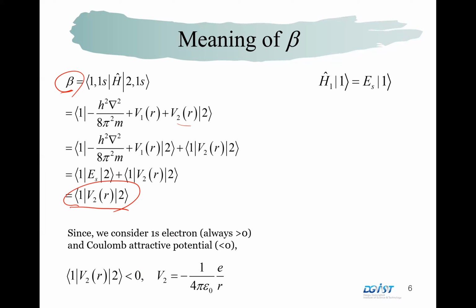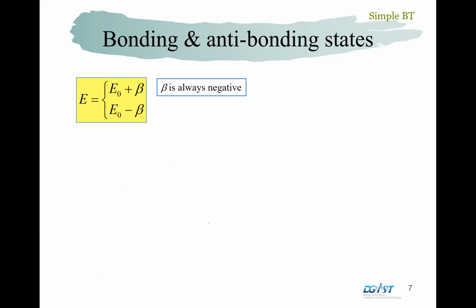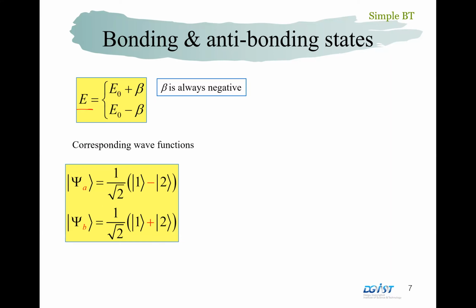And usually we are talking about the 1s electron, and the Coulomb attraction potential itself is negative. So the beta value is usually negative. Please keep in mind that beta is usually negative. So the energy of the combined system is E0 plus or minus beta, and the corresponding wave function is a linear combination of wave functions 1 and 2. The sign is plus or minus, and this number is for normalization, so we don't need to pay attention to this part.